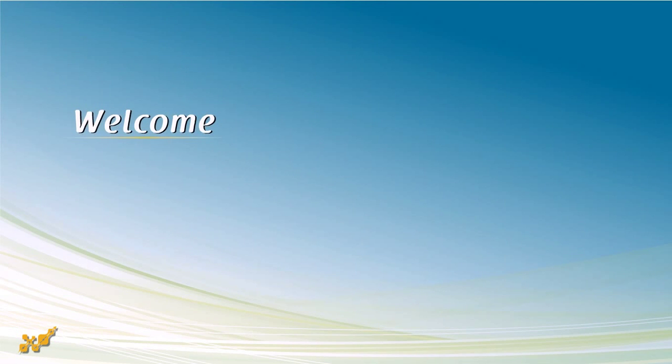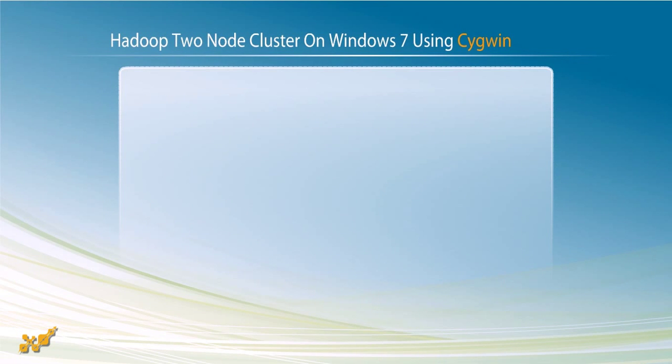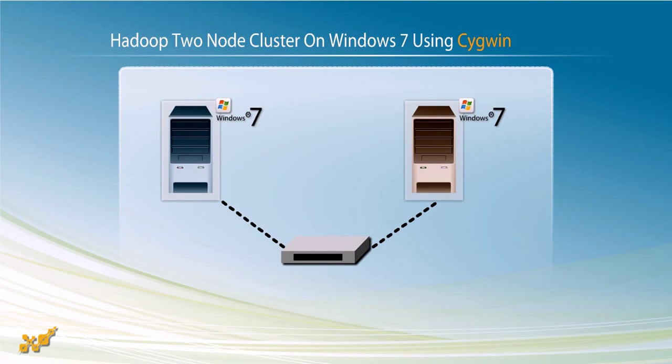Welcome. In this video, we will see how to set up Hadoop environment on Windows 7 using Cygwin. We will create a two-node Hadoop cluster on Windows in this example. For this, we will require two Windows 7 machines. One will act as master and the other as slave.